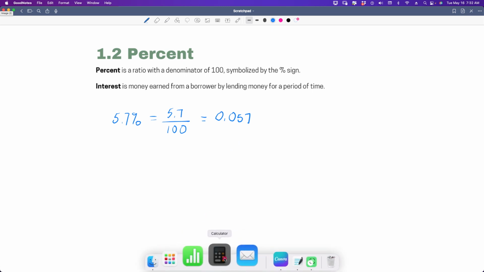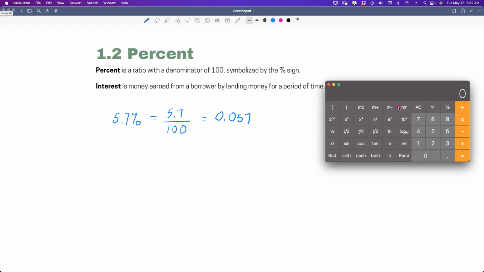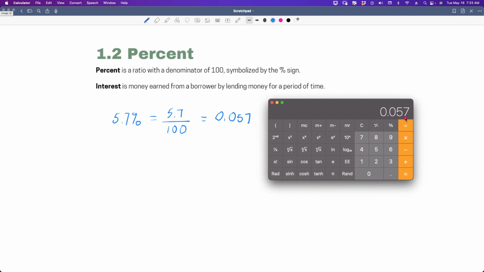In fact, I'm going to pull my calculator up and show you on the calculator how that works so that you can know precisely how to do it. So here's my calculator, and I'm going to take this 5.7%. I'm simply going to say 5.7 divided by 100, and that gives me the decimal 0.057, which is what we have here. So you can see a lot of it is just a matter of moving the decimal place 1, 2 spaces to the left.